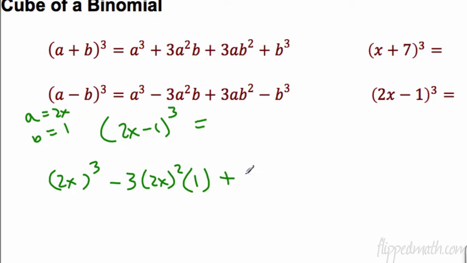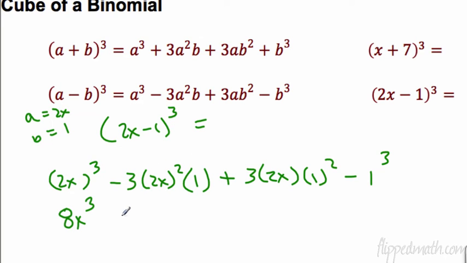Okay, plus 3 times a, which is 2x, times b squared, minus b to the third power. All right, let's try to simplify this. 2 to the third power, be careful, not 6. It's actually 8. 8x to the third. Why? Because it's 2 times 2 times 2. What else do we get?